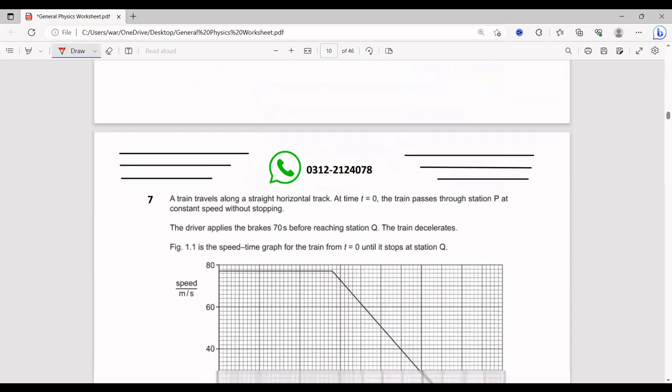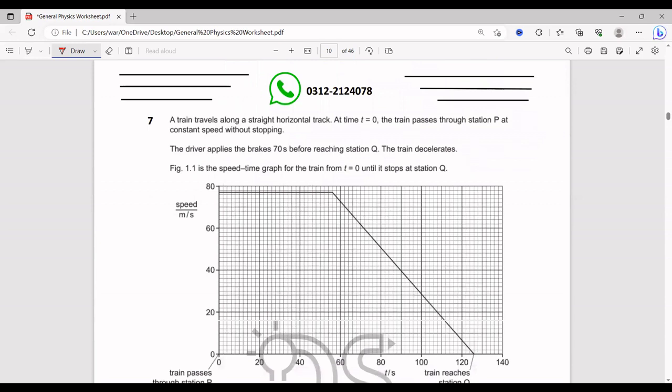Now, question number 7. A train travels along a straight horizontal track. At time t equals 0, the train passes through station P at constant speed without stopping. The driver applies the brake at 70 seconds. So this is the time where the driver applies the brake.